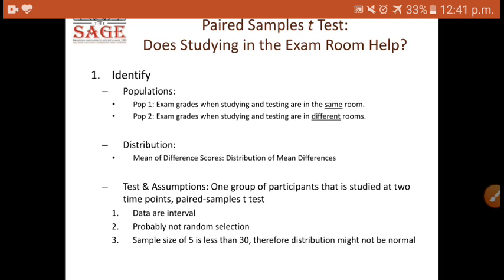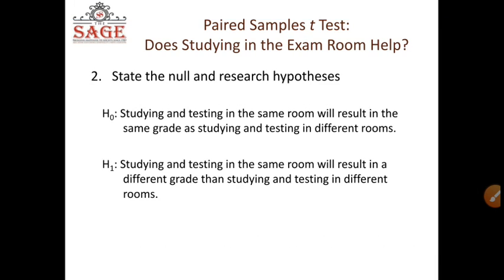Test and assumption: data is on interval basis, probably not random selection because it is very small data, and a sample size of 5 is less than 30, therefore the distribution might not be normal.